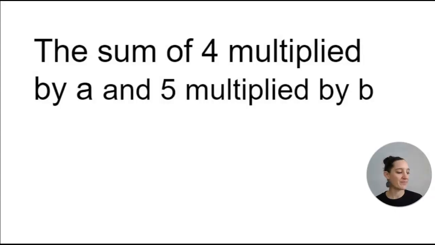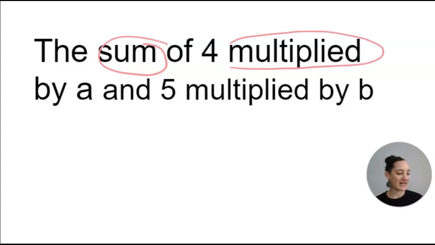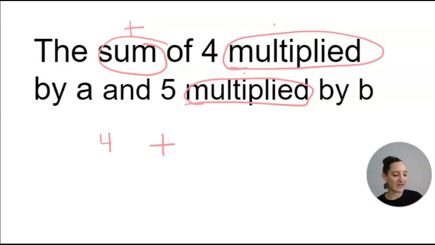The sum of 4 multiplied by a and 5 multiplied by b. Ooh, this looks interesting. All right, so we have the sum of what? The sum means we're going to add and we're going to multiply two things together. Okay, so the sum of what? The sum of 4 multiplied by a. So there's 4 multiplied by a.